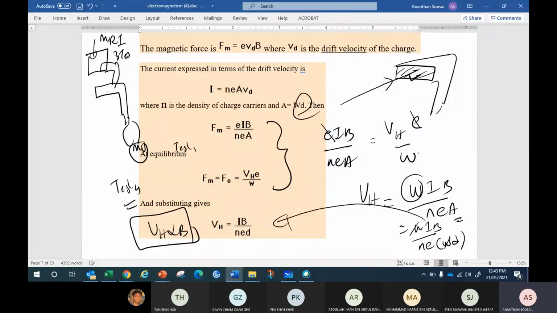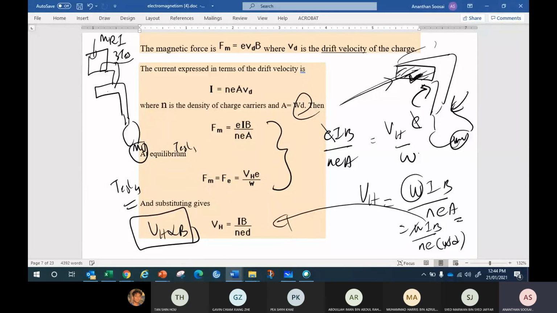So how do you do that? You have to turn the Hall probe horizontally until the millivolt gives you the maximum value. And when the millivolt gives the maximum value, we understand the magnetic field is already perpendicular to the surface.